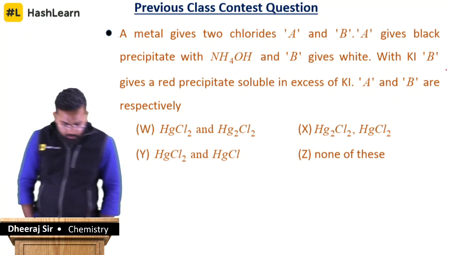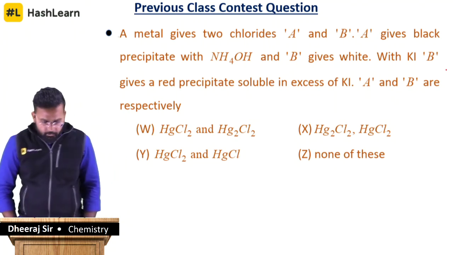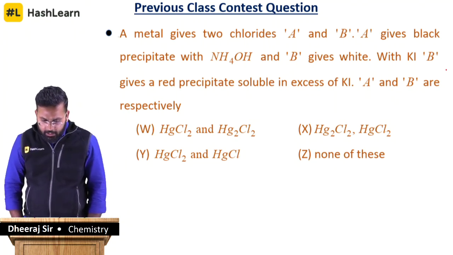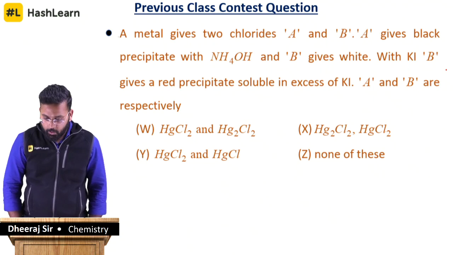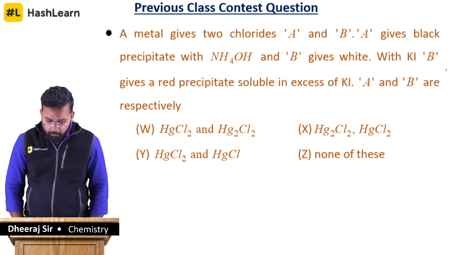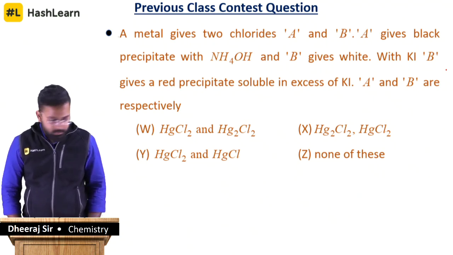Now a little breather for you guys. A metal gives two chlorides A and B. A gives black precipitate with NH4OH, and B gives white precipitate with KI. B gives a red precipitate soluble in excess of KI. A and B are respectively?